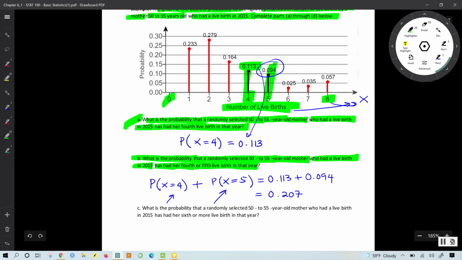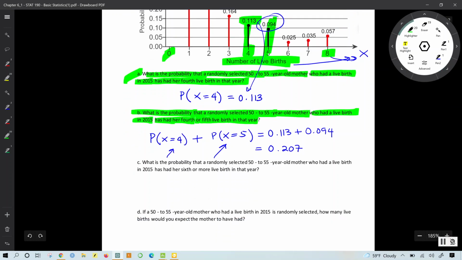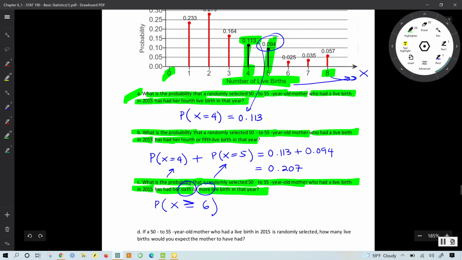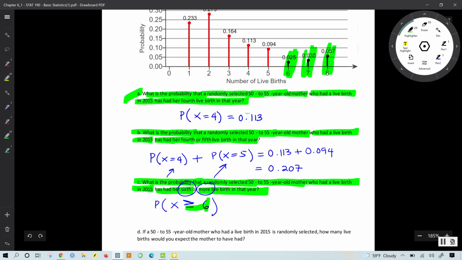That will be equal to 0.207. Then for the next question, C: what is the probability that a randomly selected 50 to 55-year-old mother who had a live birth in 2015 has had a sixth or more live birth in that year? So that will be probability of x. It could be equal to 6 or more. That will be also greater than. So in that case, we need to, let me erase this, and we're looking at from equal to 6 right here, 7 or 8.